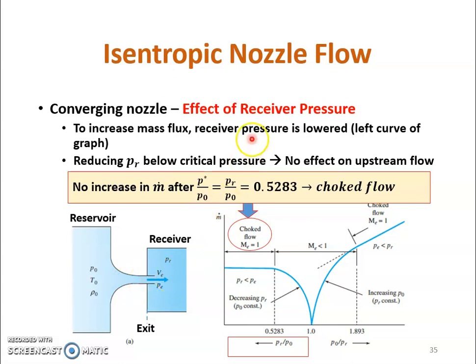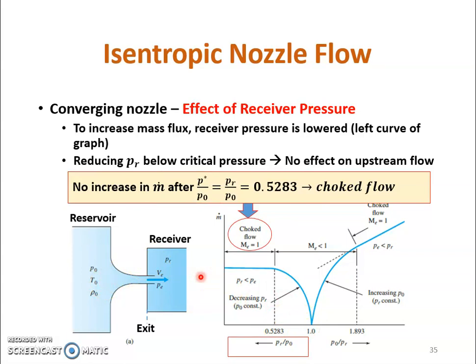So this is the case of the converging nozzle and the effect of the receiver pressure. This receiver pressure is actually at the back here, or you call it the back pressure, where you hold all this reservoir condition, or this upstream condition here, constant. There is no change in terms of the reservoir condition. So that is the first case that we look at.